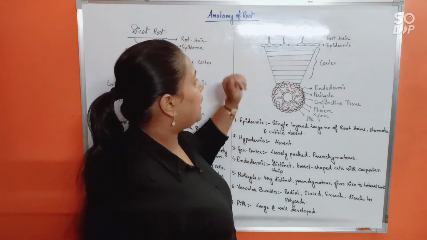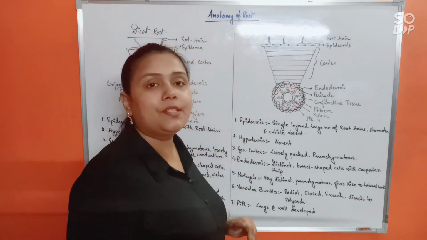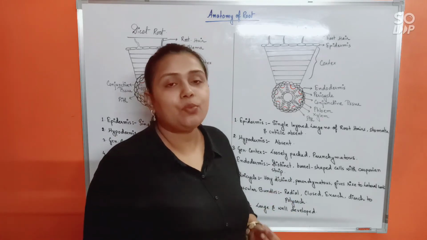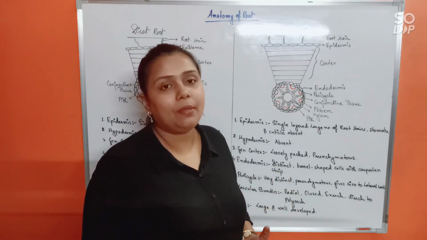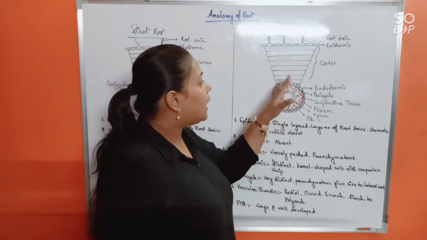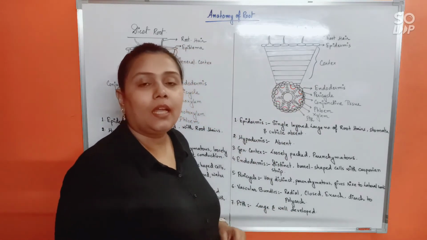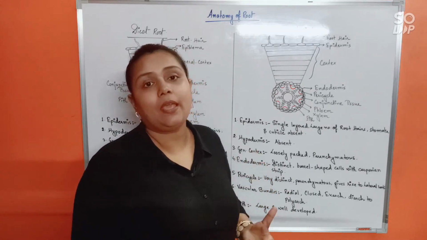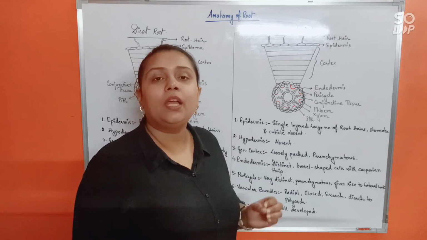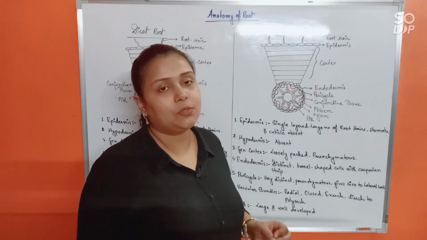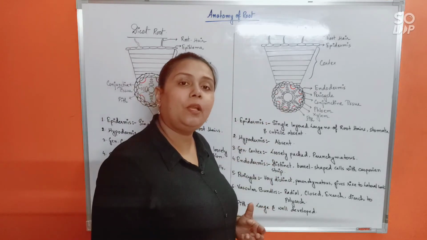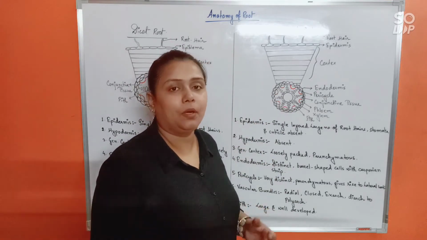Fine. Next, after the epidermis, as usual, hypodermis is absent. So there would be general cortex, which will be multi-layered and parenchymatous and will allow water conduction. Next, endodermis. The endodermis is again the same. It is going to be single layered, very, very distinctly formed. It will have barrel-shaped cells with Casparian strip. Okay. So that Casparian strip will make the endodermis water impermeable.